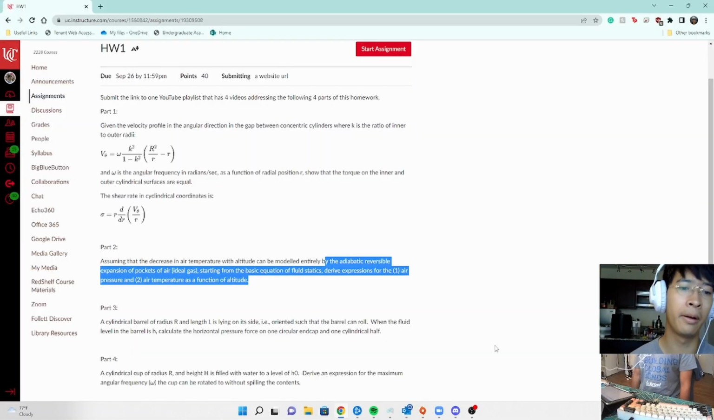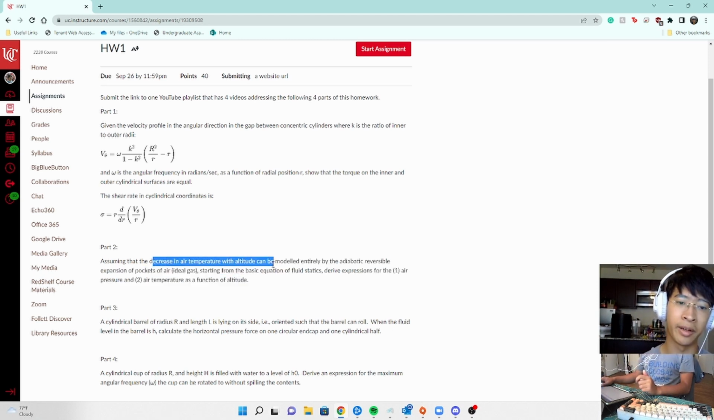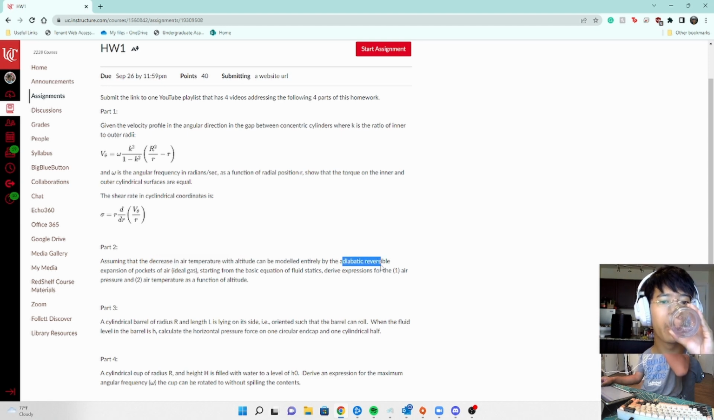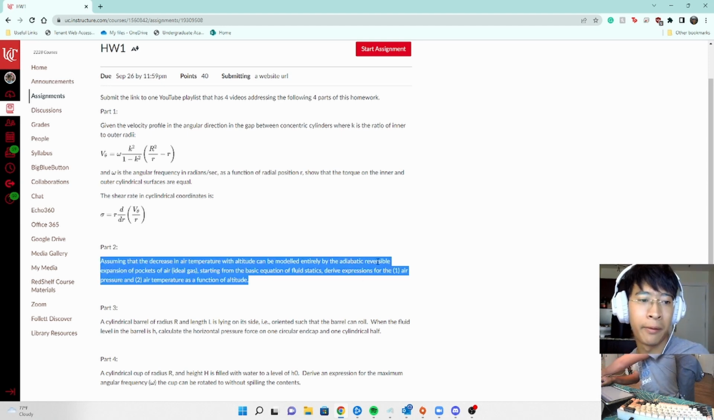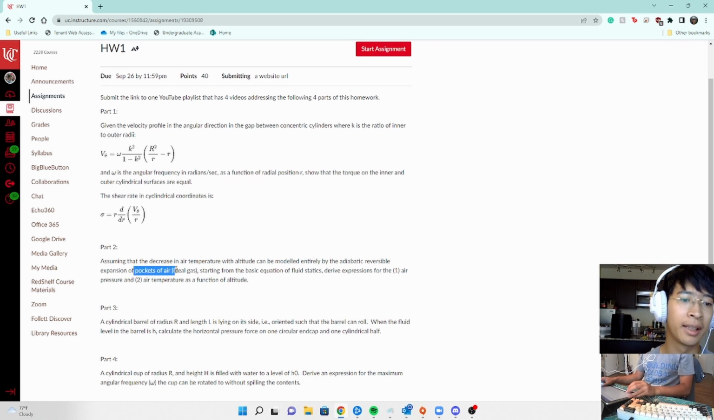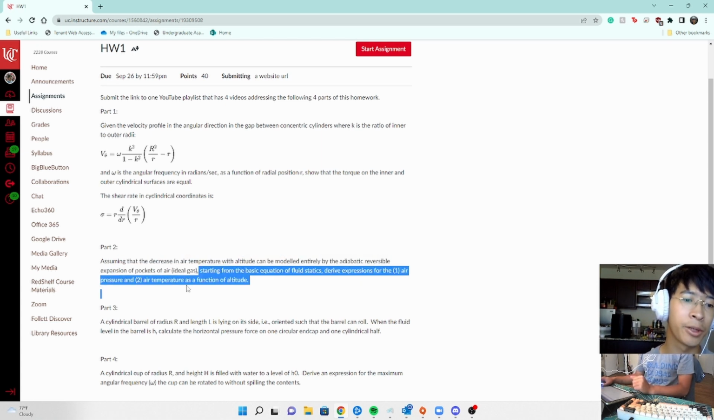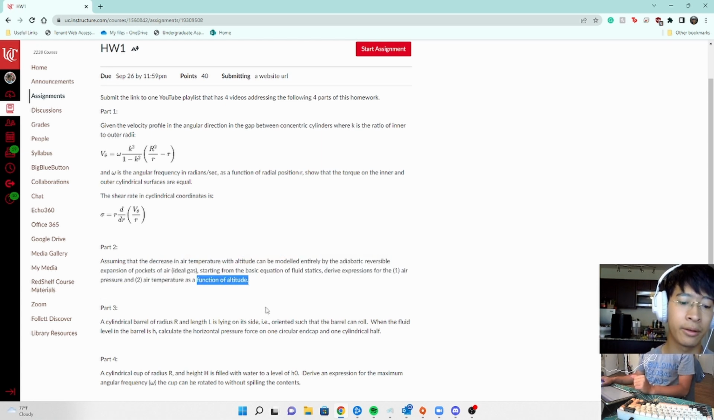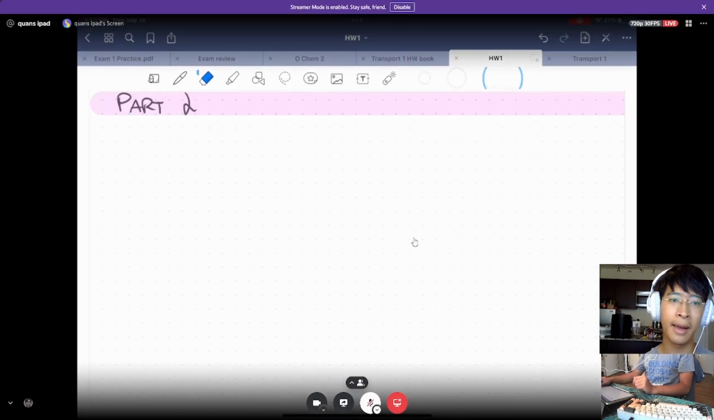Now for homework 1, part 2, we're going to assume that a decrease in air temperature, walking up a mountain, where you get less air pressure and it gets a little colder, can be entirely modeled by an adiabatic reversible expansion of pockets of air, and it's an ideal gas. So starting from the basic equation of fluid statics, derive expressions for air pressure and temperature as a function of altitude. Okay, so let's move over to the iPad.